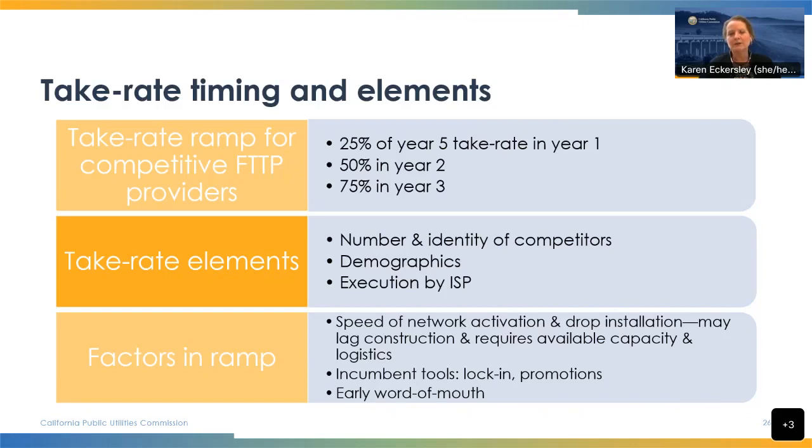Some of the other factors in determining the take-up rate ramp are listed here. That is, the speed of network activation and drop installation. These factors may lag construction and require a different capacity and logistics for operations. The second bullet here, incumbent tools, which are lock-ins and promotions. Is your target market stuck in a 2-year contract? You may consider buying them out of it. Finally, word of mouth is going to do a lot of work for you. These factors about take rate are things that make a public entity and should be things that you think about to decide and understand.